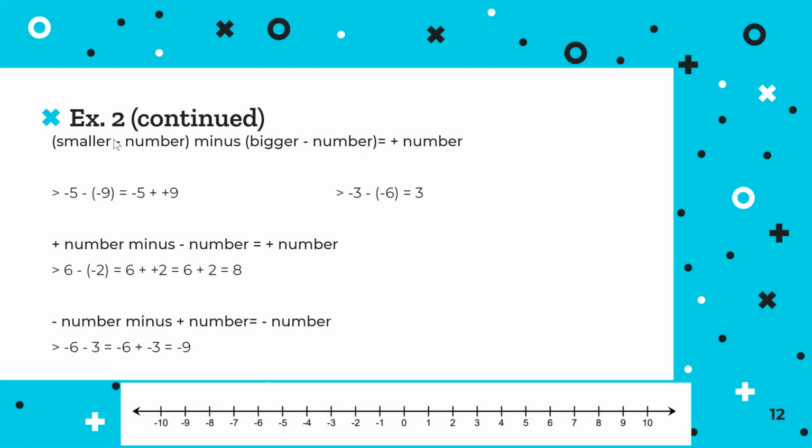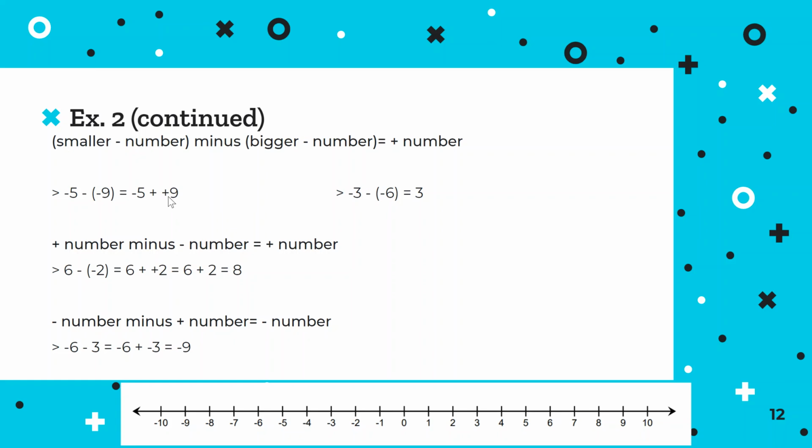Okay, so now we have a smaller negative number minus a bigger negative number, which will give us a positive number. All right, let me show you an example. So we have negative 5 minus a negative 9. So we're going to cancel out the subtraction signs, and we're going to make it a positive sign instead. So we have negative 5 plus positive 9.